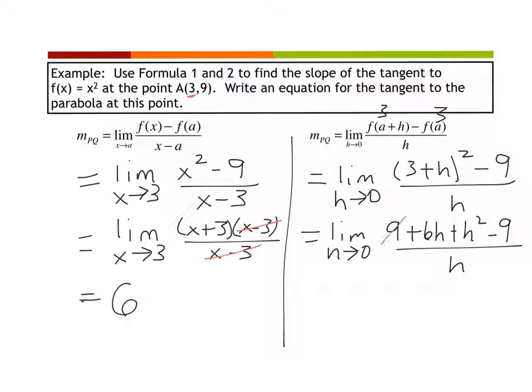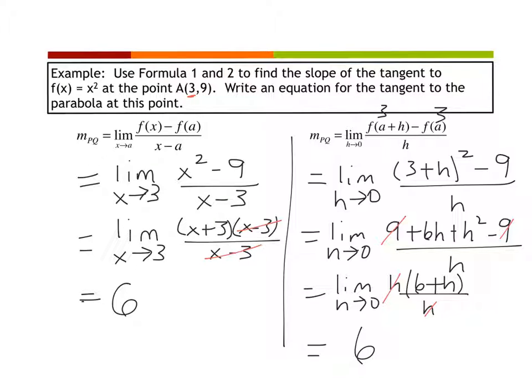So what happens is the 9's cancel off, and I can factor out an h. So it's h times 6 plus h over h, so the h's can cancel off, and I plug in 0, so I get 6. Okay, so obviously a little harder than the one on the left. There's a little more expansion and stuff, but seriously, you're going to be using the one on the right more often, I promise. So get used to it.